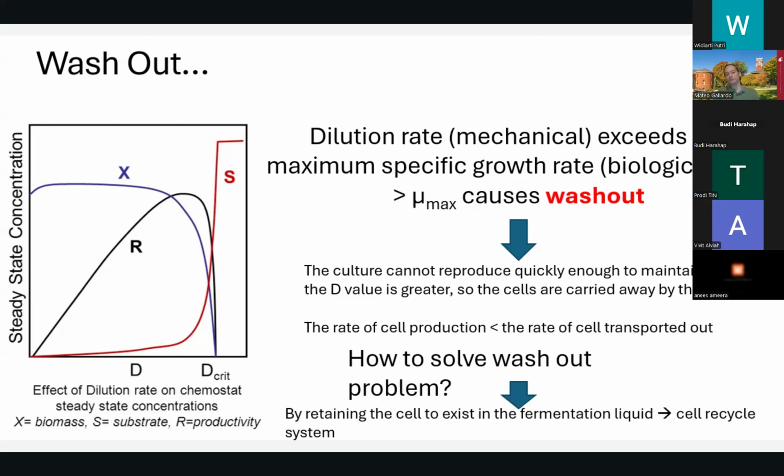Some ways to solve this problem are by retaining cells in the fermentation liquid or by cell recycle systems. So how is this? On the outside, we connect the outlet with a separation process so we can get the cells from that process and introduce them again in the vessel, in the bioreactor. So we will be making sure that we have enough biomass in that loop for preventing the washout every time.